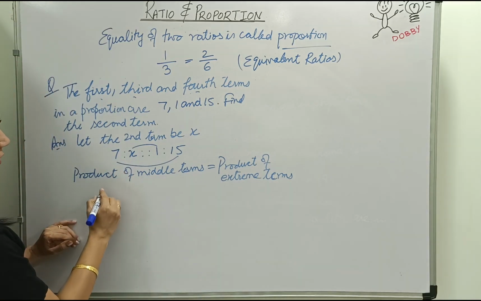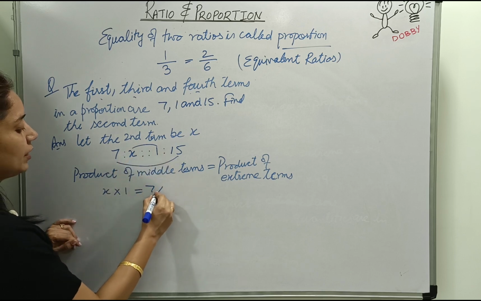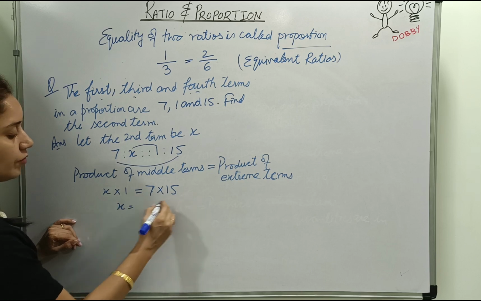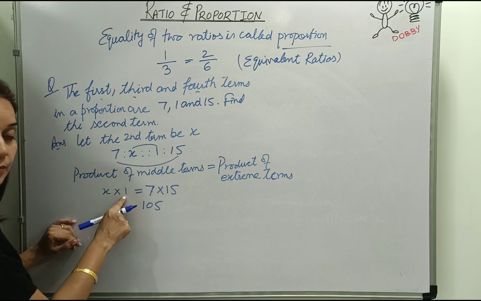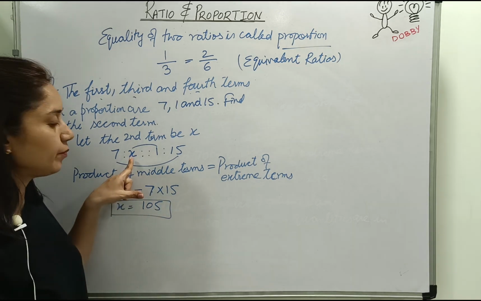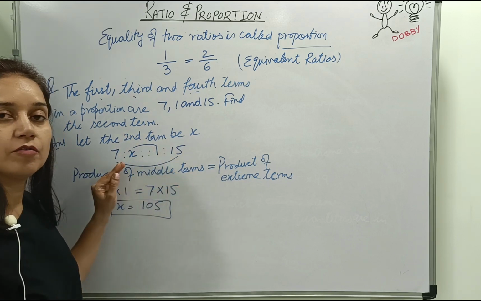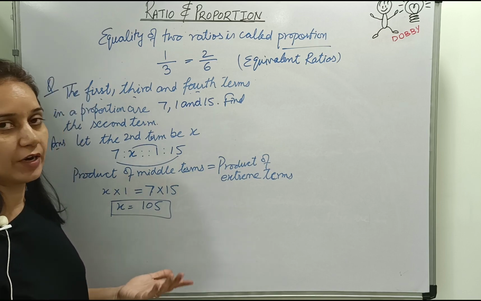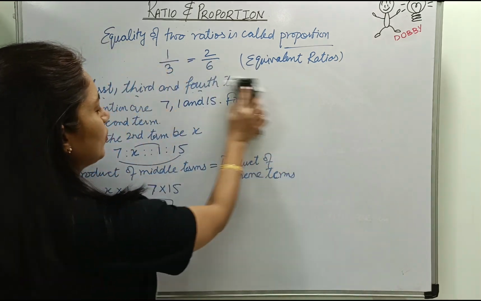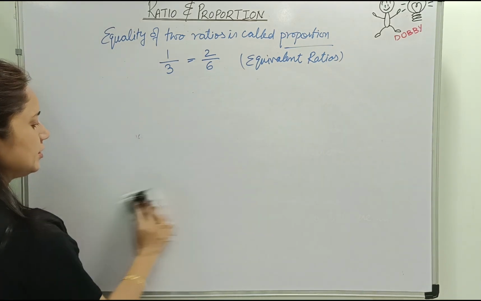Okay, so middle terms x multiplied by 1. Extreme terms 7 multiplied by 15. So we have to find the value of x. 15 sevens are 105. x is in multiplication here, it will go down, it will remain same. So the missing number, that means the second quantity, is 105. This way any one of these 4 can be missing, you have to find. After understanding the concept of proportion, let us see one more term of proportion. A little bit different it is, but also very interesting.